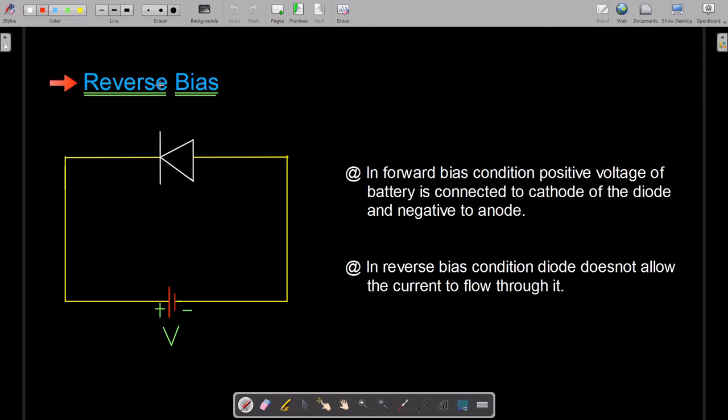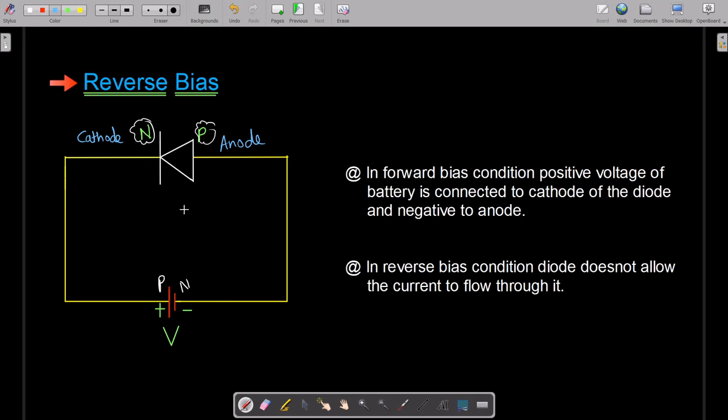Then moving to reverse bias. This is the N type of the diode, and this is the P type of the diode. In this scenario, you are connecting the positive terminal of the battery to the negative side, or the cathode, of the diode, and the negative terminal of the battery to the anode of the diode. So let me write over here as well: this is your cathode, and this is your anode.